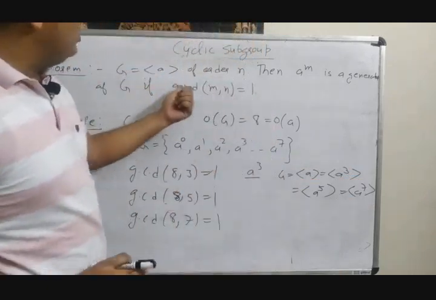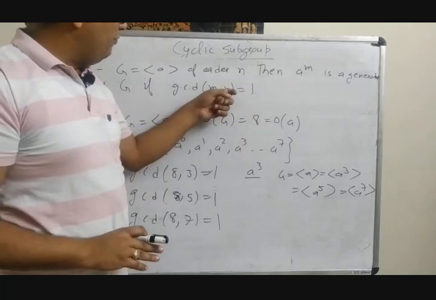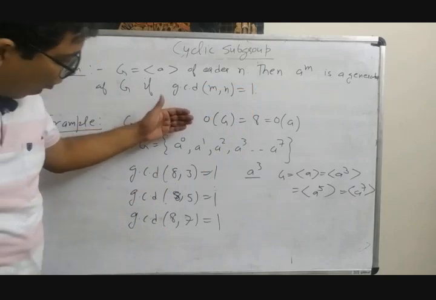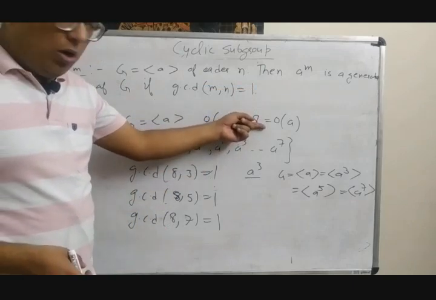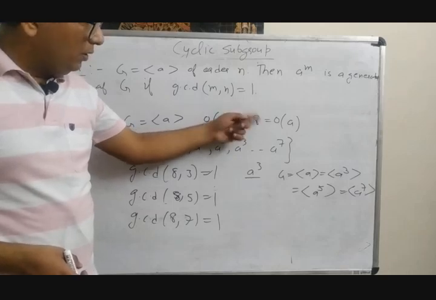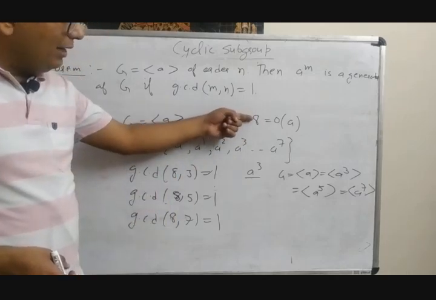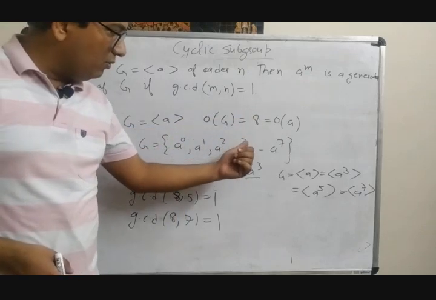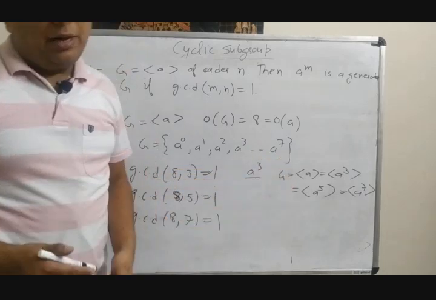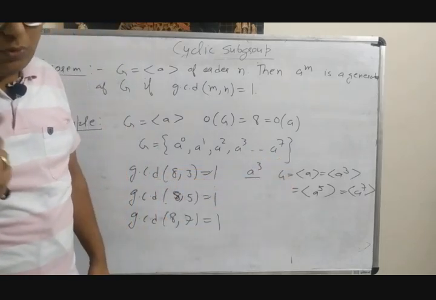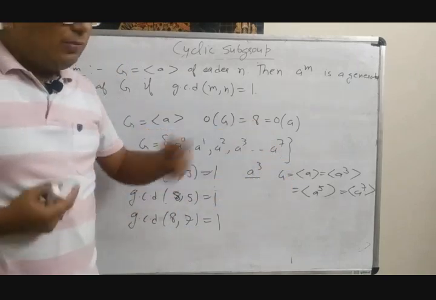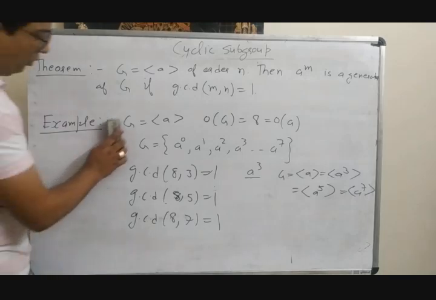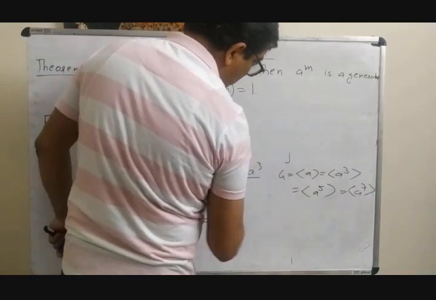What is the technique? We have to just find the greatest common divisors of m comma n, or n comma m, whatever you want to write. So 8 is the order of this group. So what did we do? We find the greatest common divisor of 8 with respect to 1, 2, 3, 4, 5, 6, 7, and wherever it comes equal to 1, that particular power will become the generator. Now the last example, and the important one also.